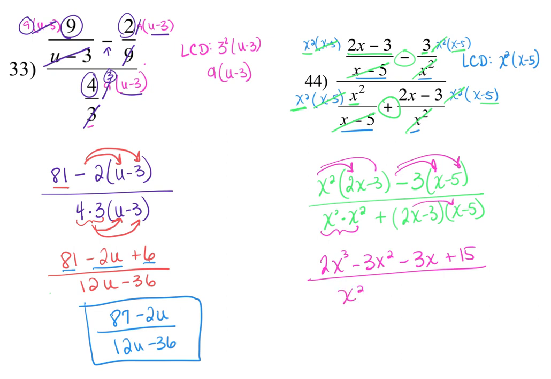So that's 2x times x is 2x cubed. I'm going to write this out to the side. 2x times negative 5 is negative 10x. And negative 3 times x is negative 3x. So that's going to be negative 13x. And then negative 3 times negative 5 is positive 15.